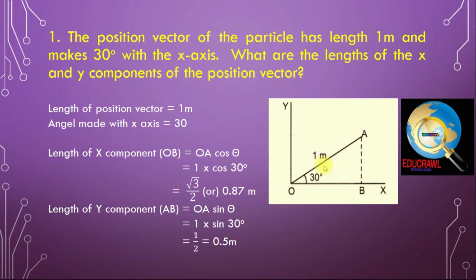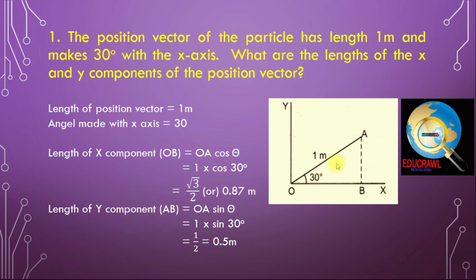So OB will be equal to OA cos theta. OA value is 1. Cos theta, theta is 30. So cos 30 value is root 3 by 2. So root 3 by 2 into 1. We know the answer as root 3 by 2. Root 3, the value is 1.732. That divided by 2, the answer will be 0.87 meter. The length of the x component, that is OB value is 0.87 meter.